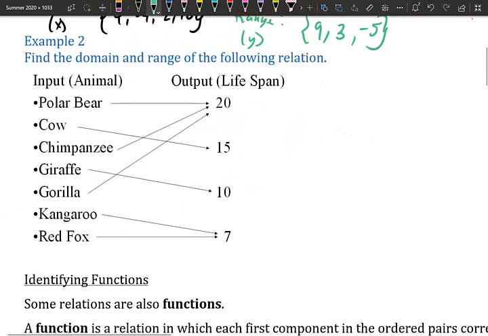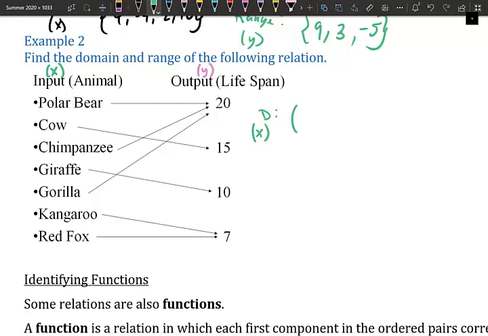Now let's find the domain and range of the following relation. So we have input animal and output lifespan. So input, that's your x, always, because isn't that what you plug in? And your output is y, because that's what you get out. So for our input, our domain, that's all our x values.